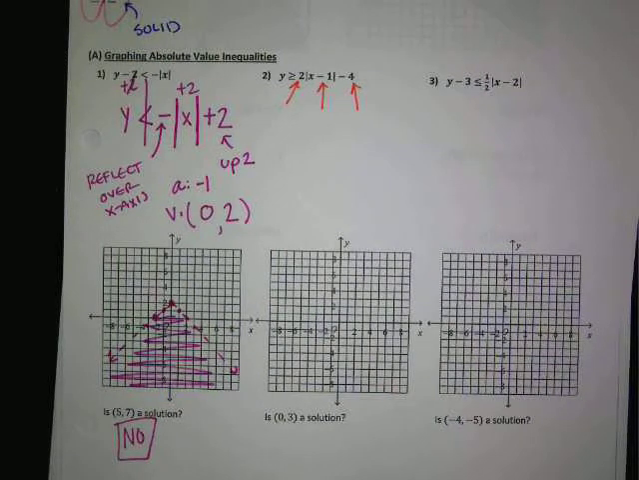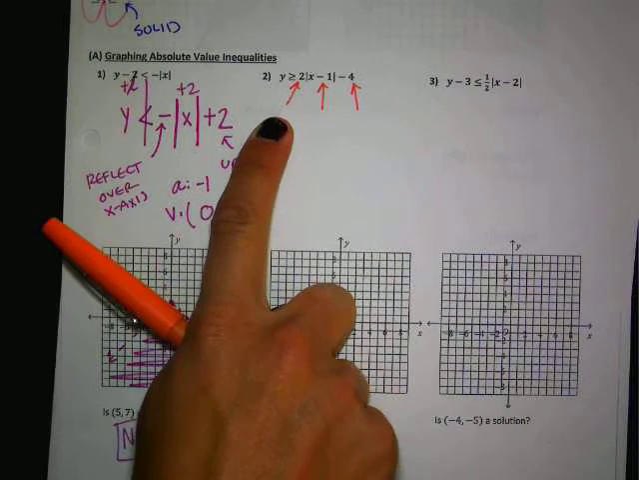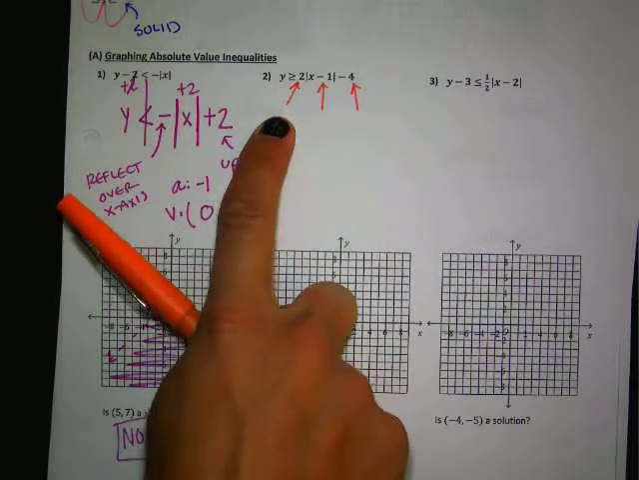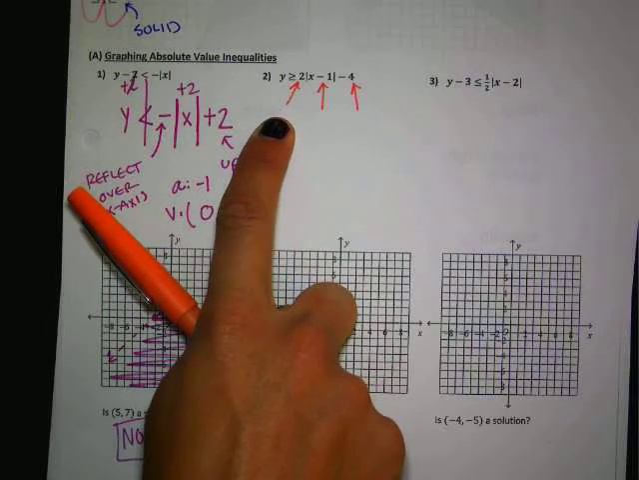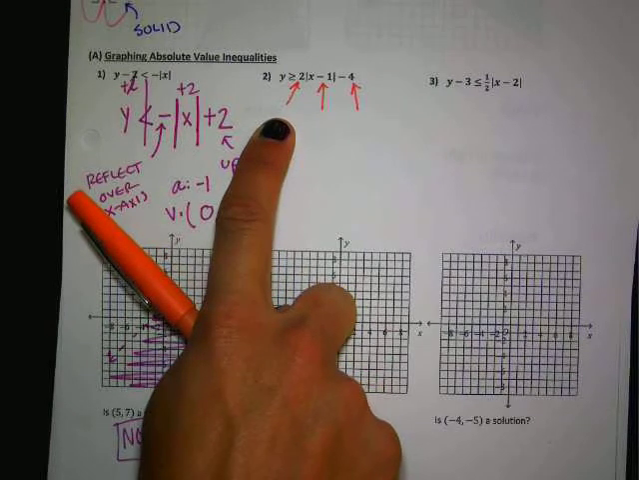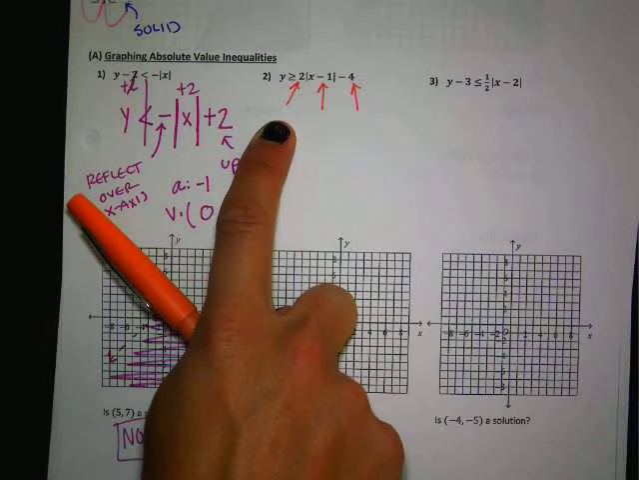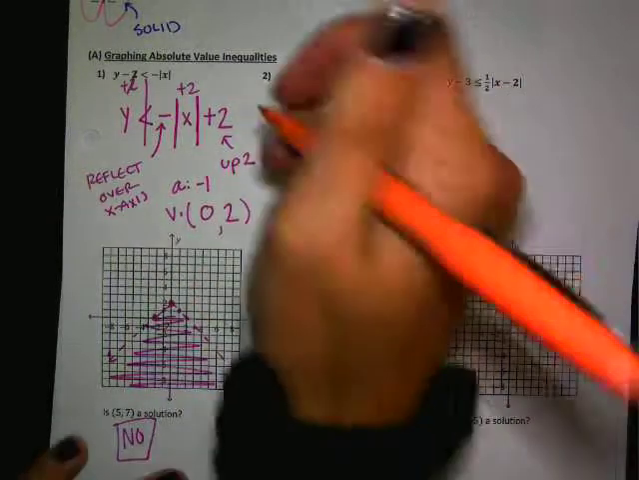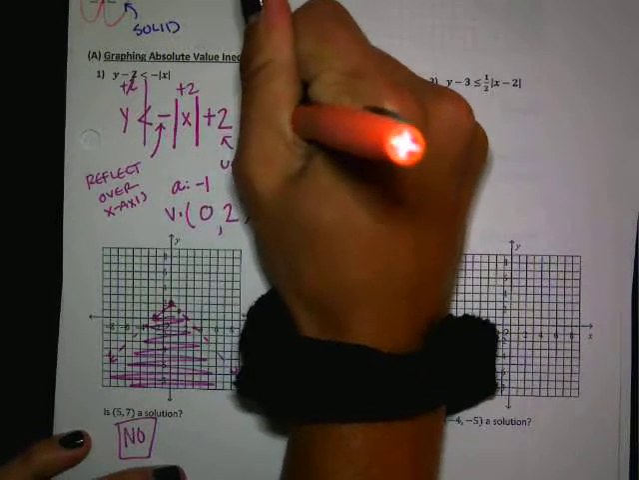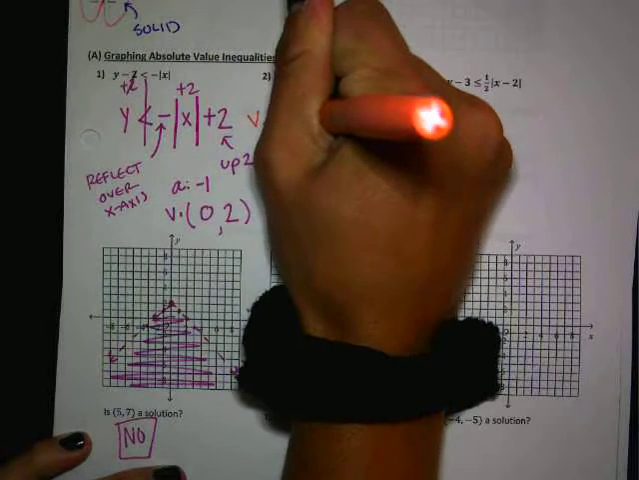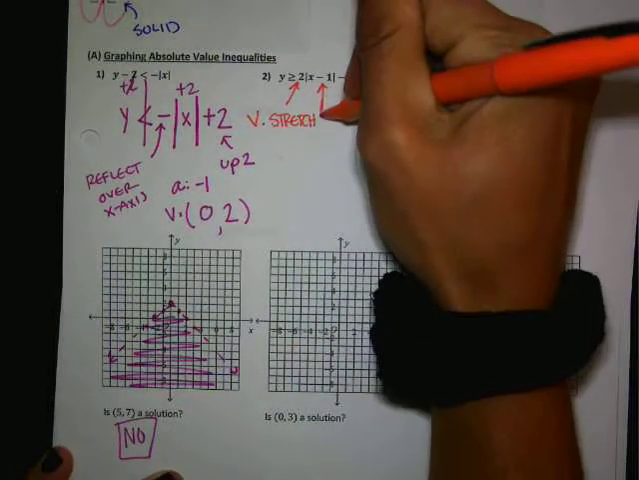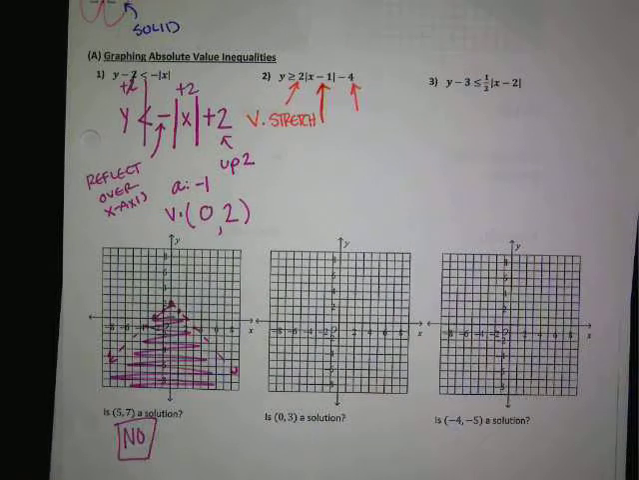For this first translation right here, Jasmine, the 2, what kind of transformation is going to happen? Is it on the inside or the outside? So it's not going to be horizontal, it's going to be vertical. Make sense? So yes, it is a vertical stretch. Vertical stretch, 2 is bigger than 1.